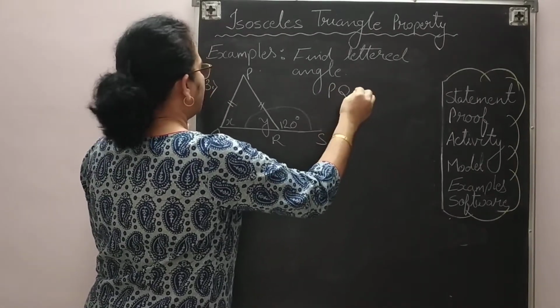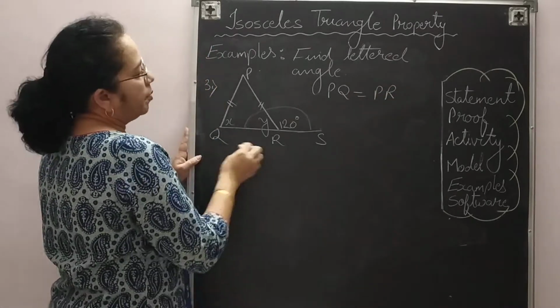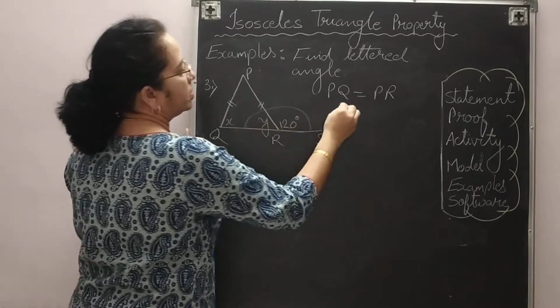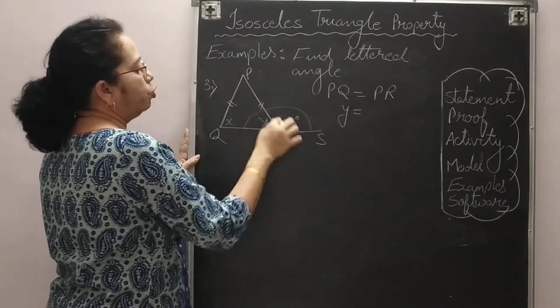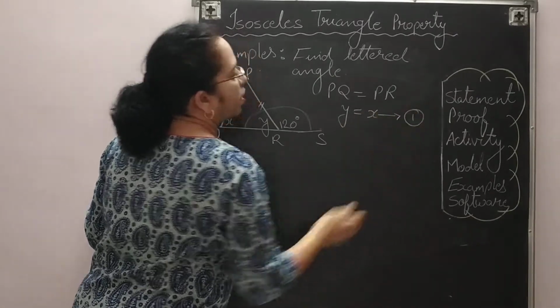So which two sides are given? PQ is equal to PR. This is given equal. Opposite to PQ, which angle is there? Angle Y. This is Y. And opposite to PR, what is there? X. So we can give that equation number 1.